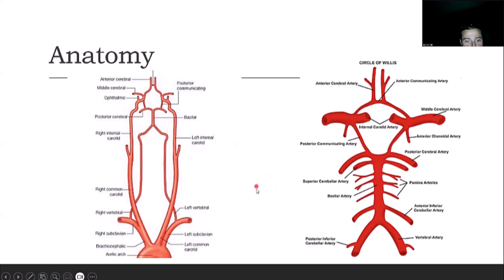So, a brief review of the anatomy. Obviously, we have our typical or conventional anatomic structures with the brachiocephalic artery and right common carotid coming off that, left common carotid coming off the aortic arch. We have our verts coming off the subclavian arteries, and then a complete circle of Willis with PCOMs and ACOMs. That's our sort of prototypical or conventional anatomy.